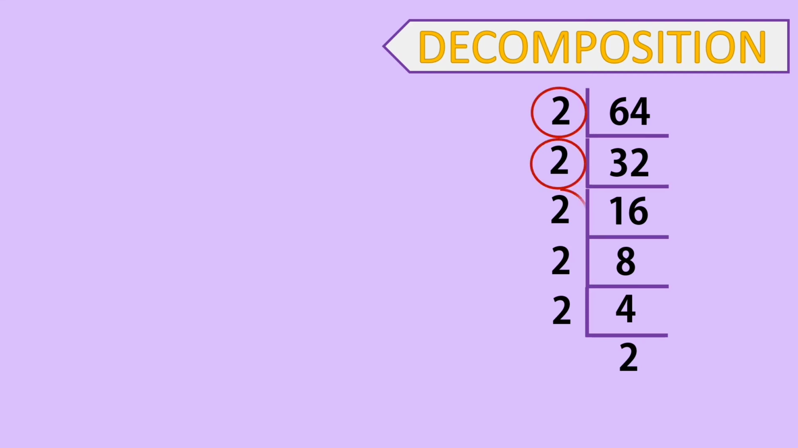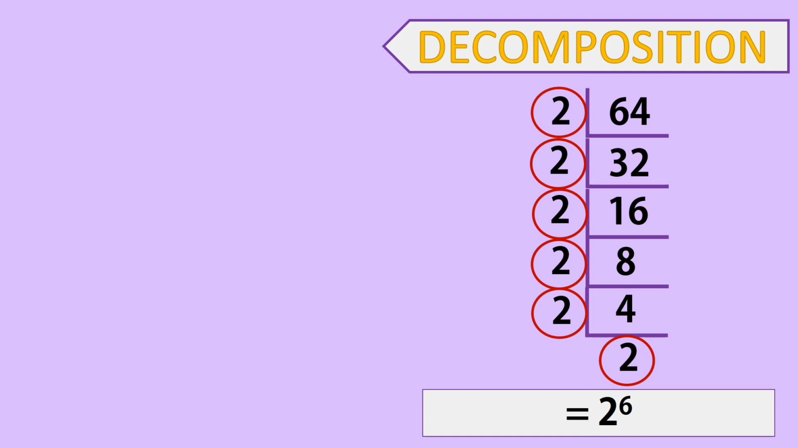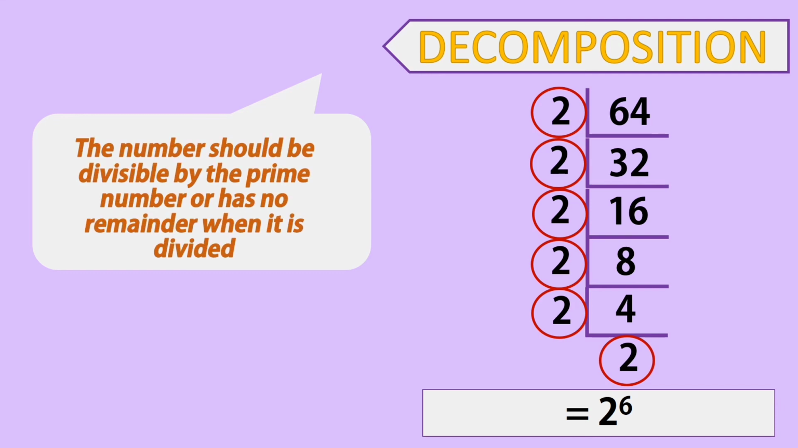Here we can see that all the divisors and the last quotient are just the same, so we can just count them and translate it into exponential form. So the prime factor of 64 is 2 to the 6th power. Remember, in doing the decomposition method, the number should be divisible by the prime number, or has no remainder when it is divided.